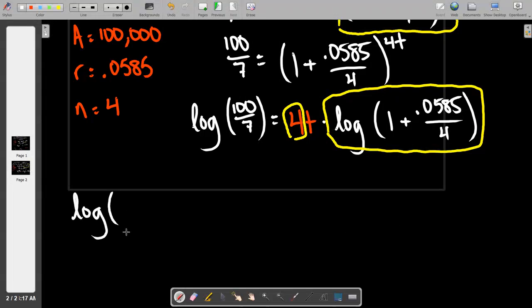It's going to open parentheses. I'm going to type in 100. I'm going to hit divided by 7. I'm going to close the parentheses, and then I'm going to hit divided by.